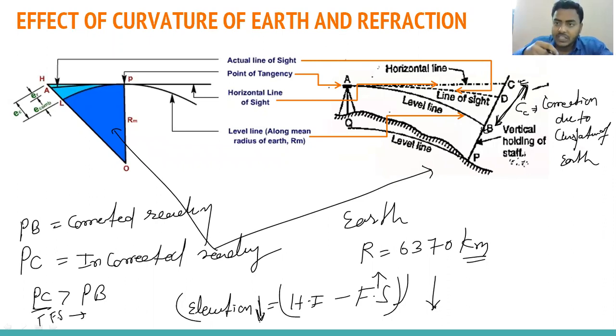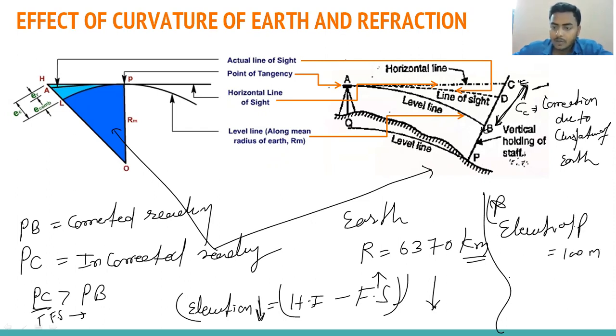Meaning the elevation of a station, due to this effect of curvature of Earth, will come out lower. For example, suppose the actual elevation of P is 100 meter. So now during this data, suppose we are calculating, we will get the elevation of P somewhere lower than 100 meter, like 99 meter. So always we will get the lower value due to the effect of curvature.